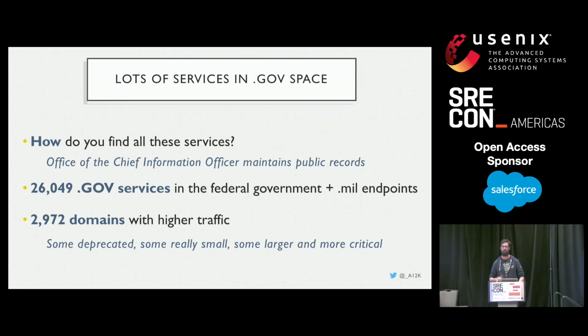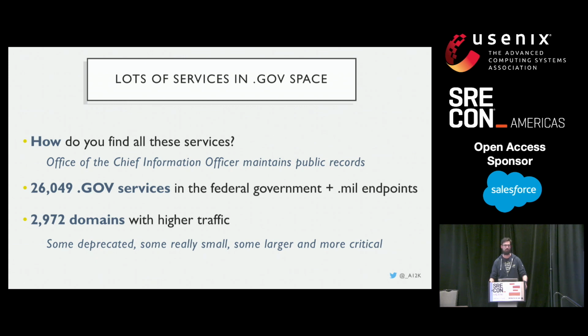Analytics.usa.gov tells me that there are about 3,000 domains with higher traffic. So the initial thought might be just monitor the higher traffic domains, but higher traffic does not necessarily mean critical service. You're going to have high traffic things that are effectively static web pages or redirects to new versions of applications. And then you can have small applications that may never hit a high traffic scenario, but they're critical for vulnerable populations.